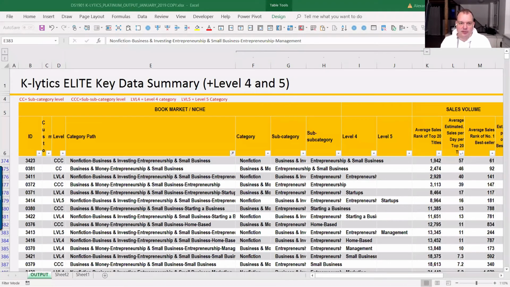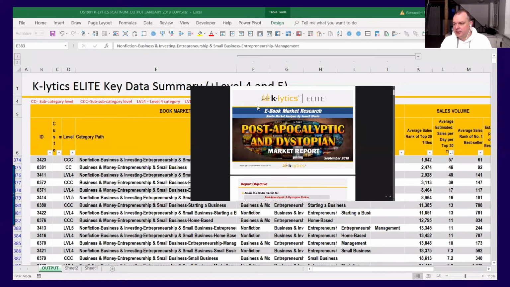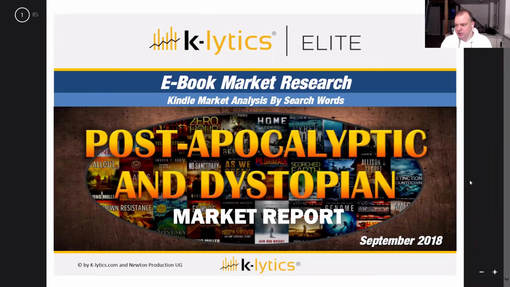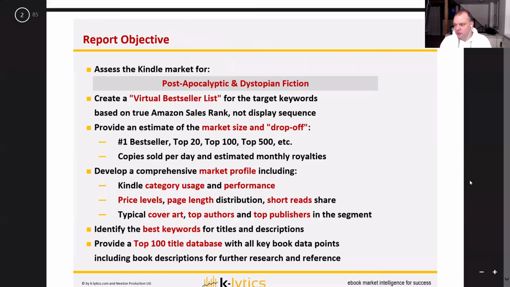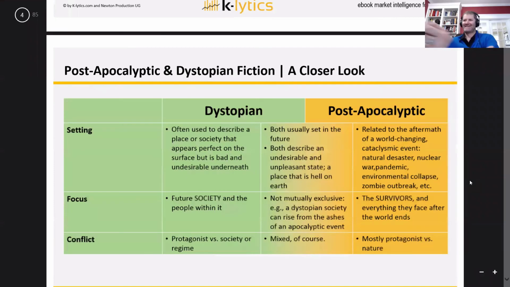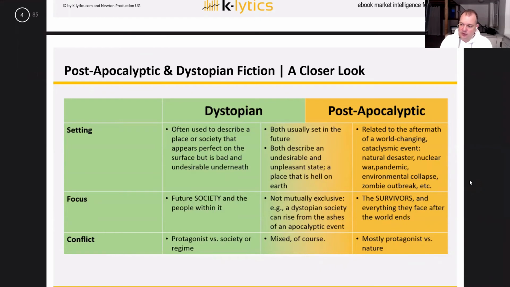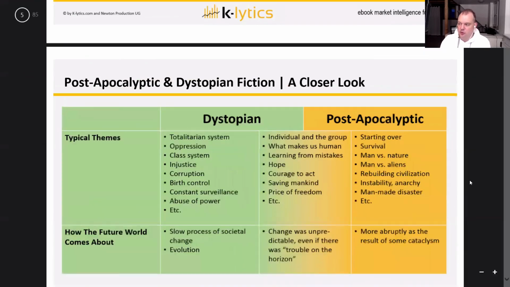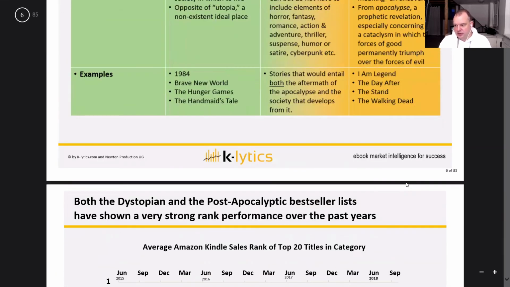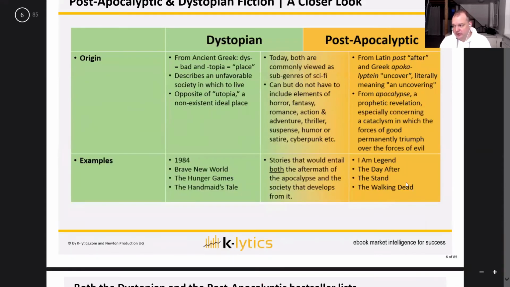So let's say from the database or from one of the overall genre reports, you start saying, hey, I'm interested in post-apocalyptic and dystopian, and all the other genre reports look a bit the same. So you get an impression of what is in there. I'm not going to go through all the details of these 80 pages, but sometimes we not only look at the quantitative information, but also give a little bit of structured information. What is actually dystopian versus post-apocalyptic, which is often used very interchangeably, but it's actually two different things with overlap.